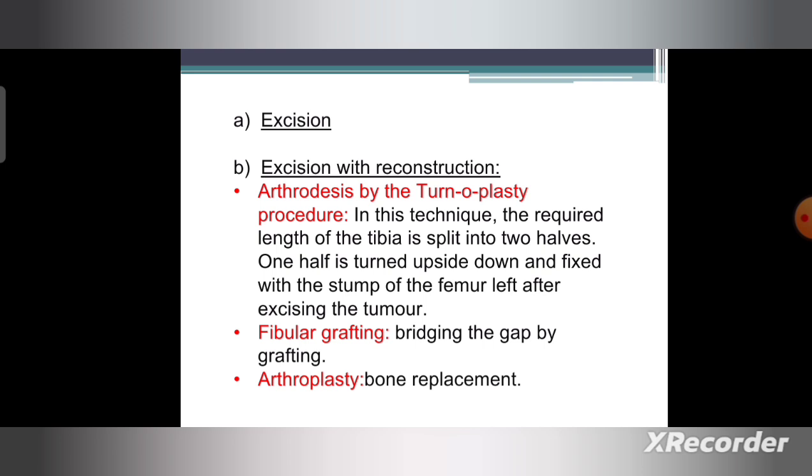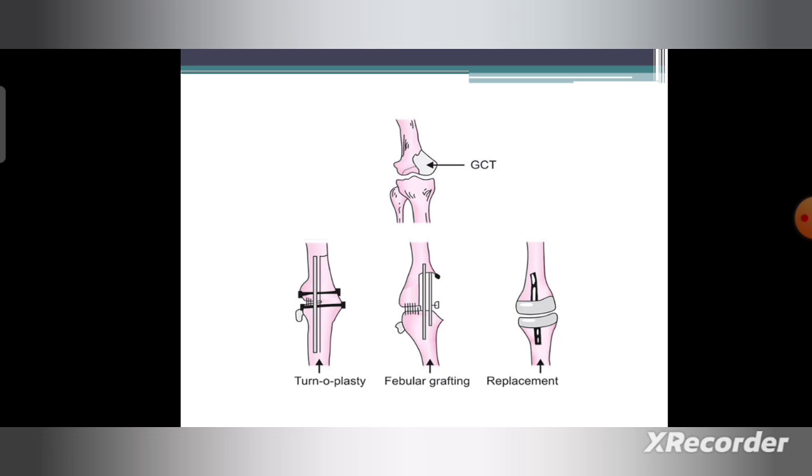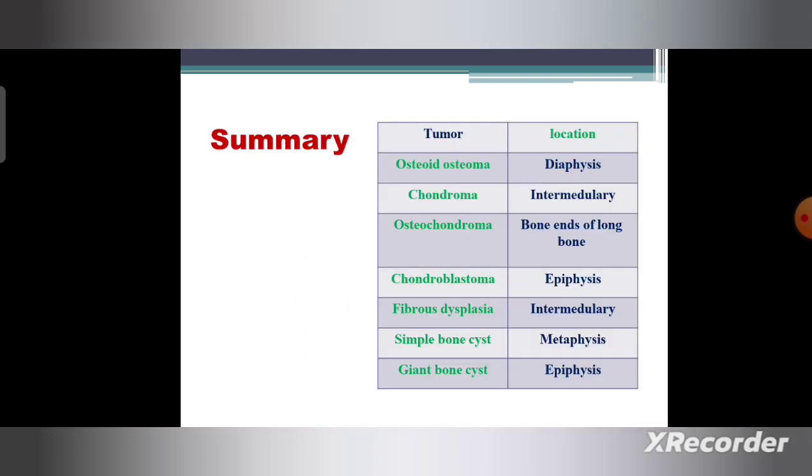Next is fibular grafting. It is bridging the gap by grafting. Next is arthroplasty, which means bone replacement. As this is a giant cell tumor, this figure represents the surgery of turnplasty. It is a fibular grafting, and next is the replacement of the articular surfaces. Thank you.